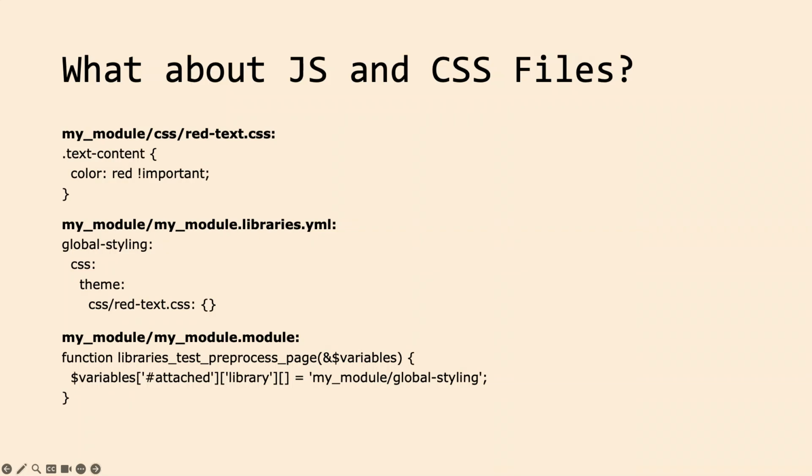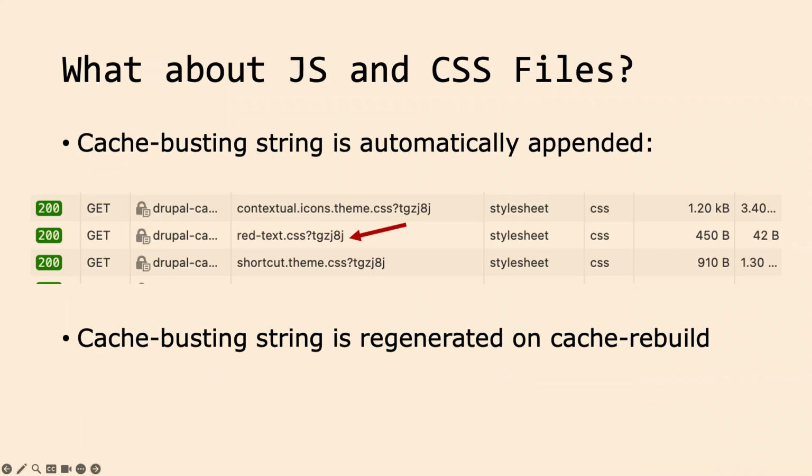And then the last thing is the module file, where I'm using a preprocess function to go ahead and attach that to the page element everywhere it's rendered. So basically I made it global. This is a quick and easy way of getting that CSS in there. And when I look at my browser tools, when I get it loaded, I can see that my CSS file is there. And then we have this query string after it. And that's the cache busting query string. And that gets generated every time the cache gets rebuilt.